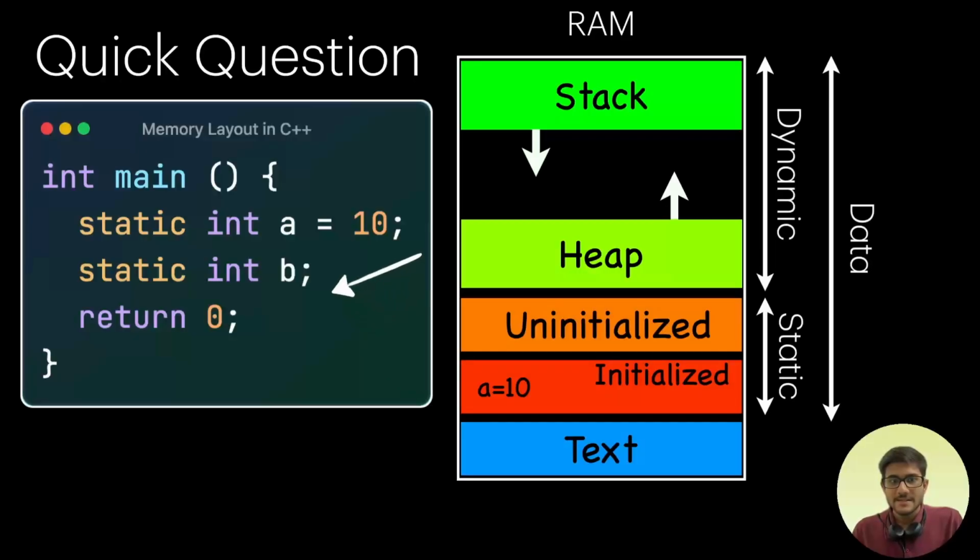Now, there is one more variable, static int b. Since it is a static variable, it will 100% be stored in the static section of the RAM, but it is uninitialized. So we will be storing this variable in the uninitialized section. And since the kernel allocates 0 value to uninitialized variables, we will have a value of 0.